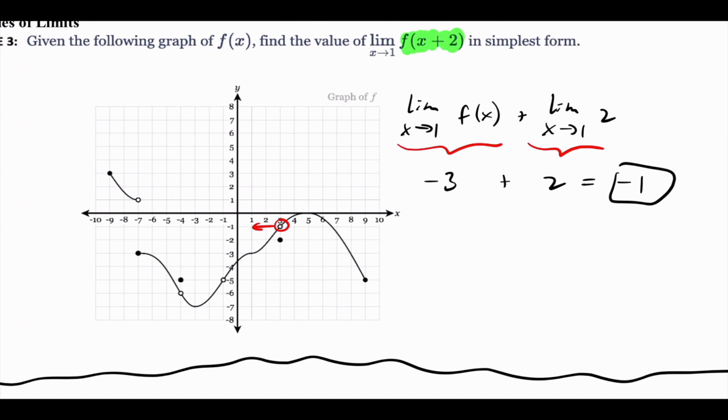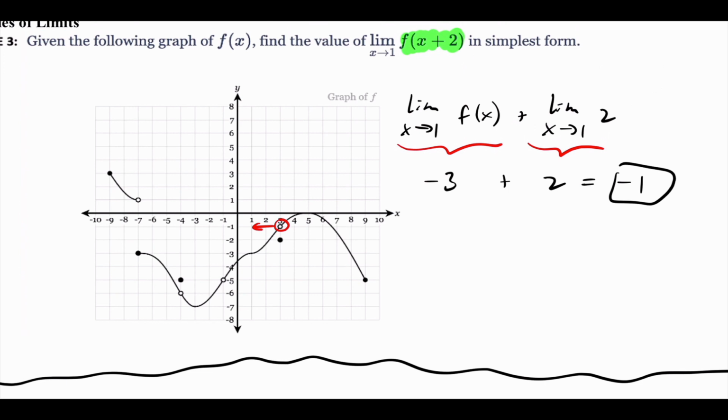That way is easier for some people because it's all visual and it's no work. You just move it left 2. What would be there now? Well, that hole would be there now. So the limit would be -1. Or this way works. They both work.